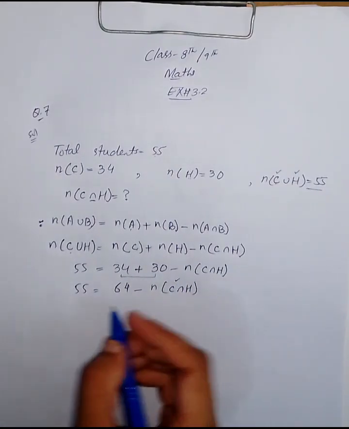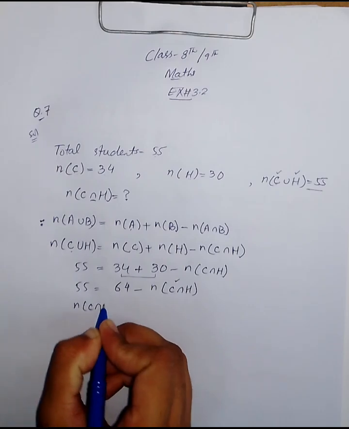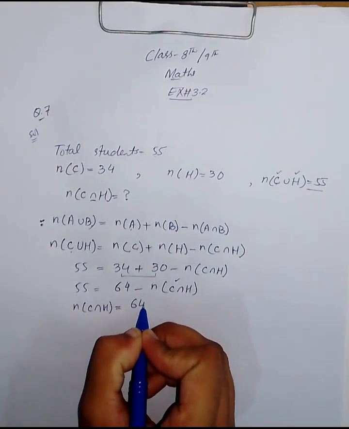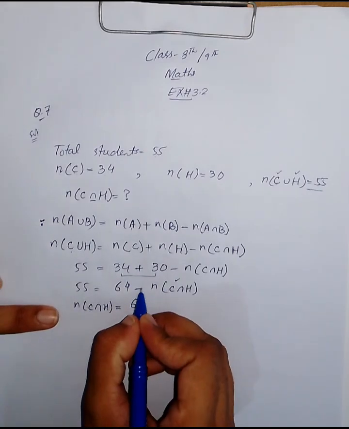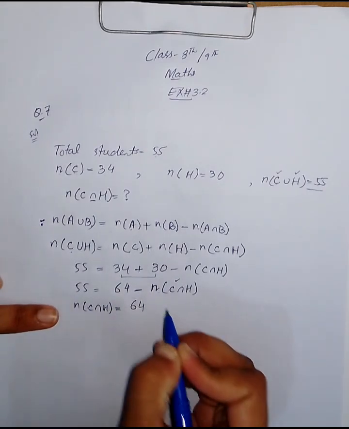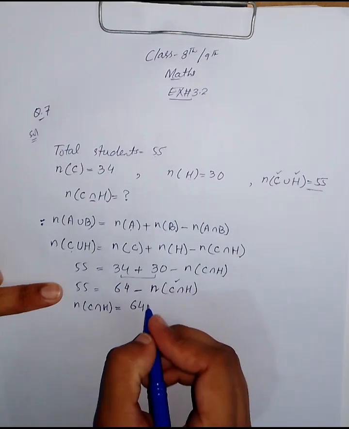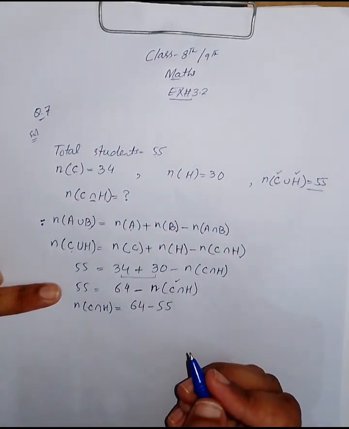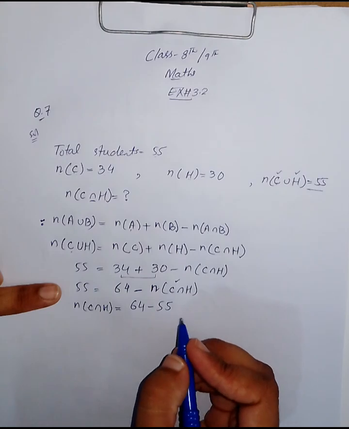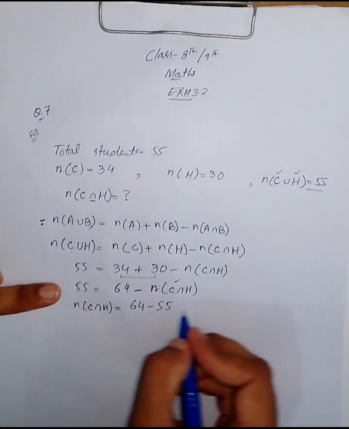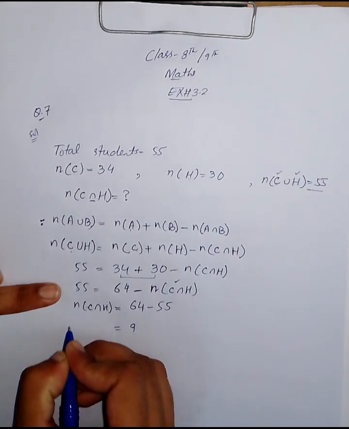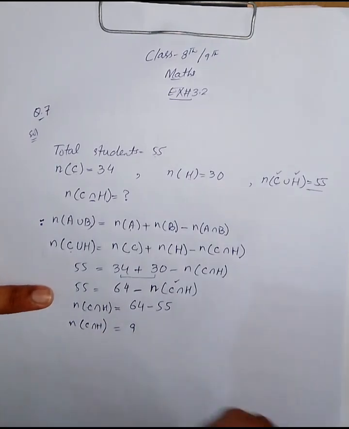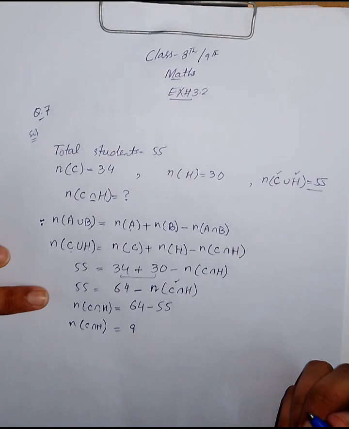Since we have to find this, we apply the rule of transposition here. When shifted to the other side, the term will become positive, and the 55 will be shifted to the other side and become negative. Now 64 minus 55 equals 9. It means 9 students like to play both of these games, cricket and hockey.